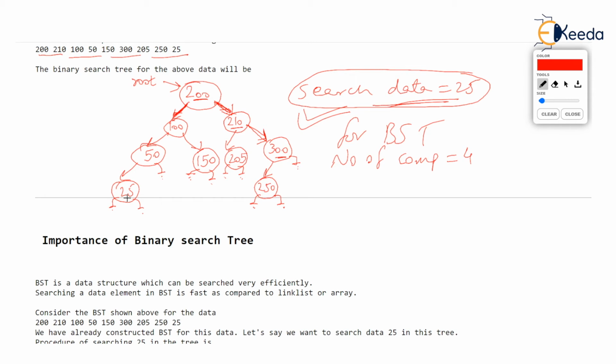But now just assume that the same data was stored in an array like this: 200 at the 0th position, 210 at the first position, 100 at the second position, and so on. This is how the array is sequentially holding the values, isn't it? And suppose we are asked to search for 25. I mean, we didn't know binary search tree, we have not created a binary search tree, but we have created an array and stored the data in it.